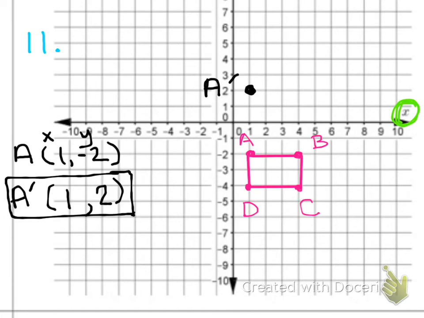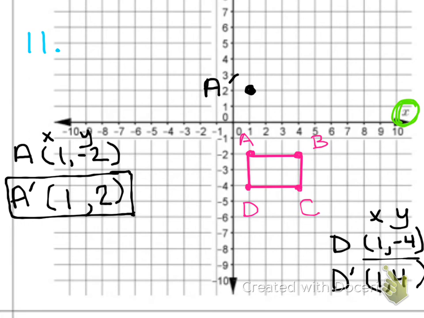Then for the same problem, it's going to ask you to reflect point D across the x-axis. So let's do that. The first thing we need to do is write the ordered pair for point D, which is going to be (1, -4). Don't forget to mark them with X and Y. And then the reflection of point D across the x-axis means that the 1 stays the same because that's our X value. Then we take the opposite of -4, which is 4. So now we're going to plot that point, but remember this is the ordered pair that you would write on the line for your answer.